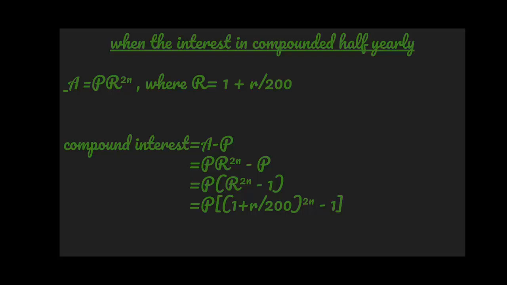Now, second case, when the interest is compounded half yearly, the final amount A will be the principal amount, the amount that you have deposited, times R raised to the power 2n. The value of R here in this case will be 1 plus R divided by 200. So you can put the value. Compound interest is the final amount minus the initial amount. From here you can take out P, and the value of R is 1 plus R divided by 200.